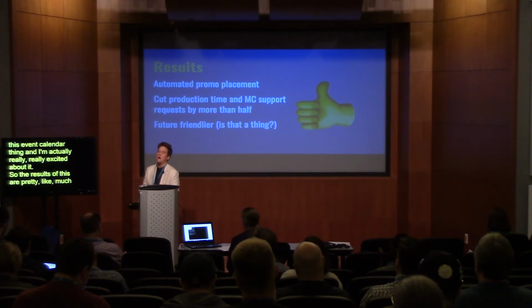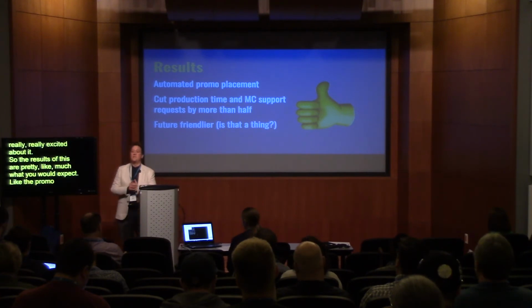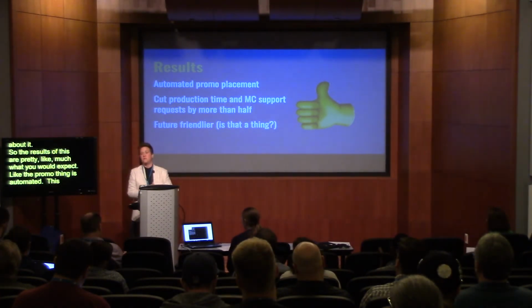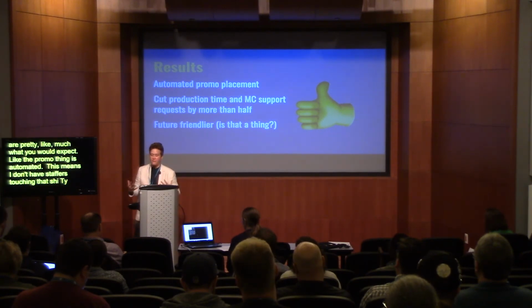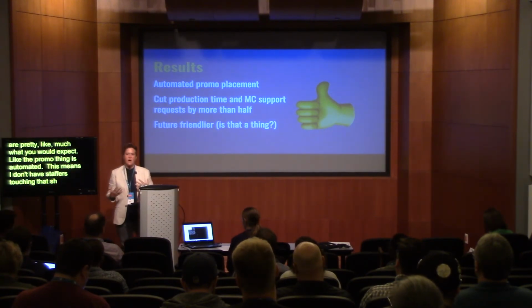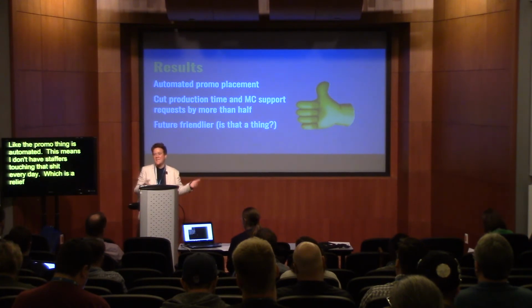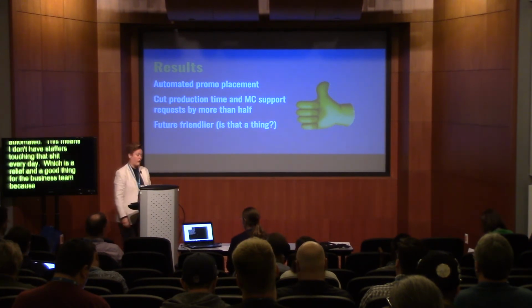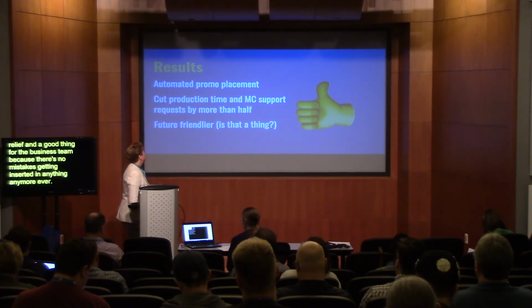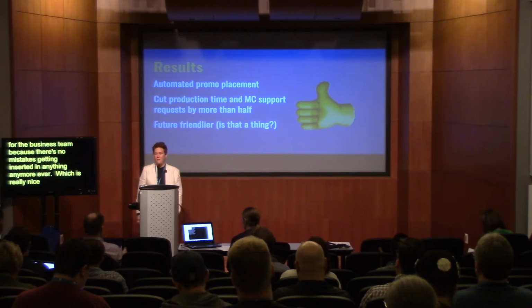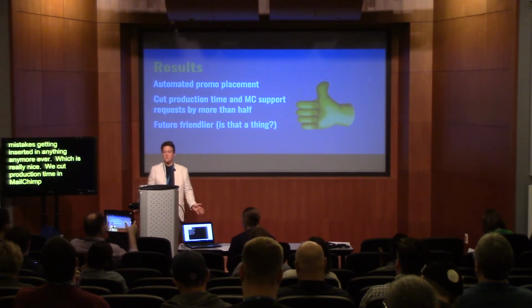So the results of this are pretty much what you would expect. The promo thing is automated. This means I don't have staffers touching that every day, which is a relief, and a very good thing for the business team too, because there are no mistakes getting inserted anymore, ever, which is really nice. We cut production time and MailChimp support requests by more than half. We get almost no MailChimp support requests now.